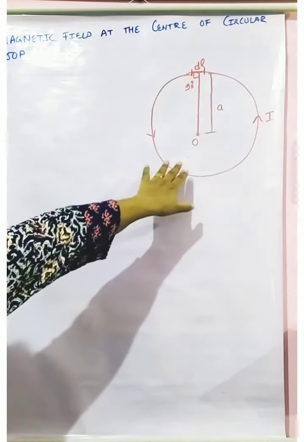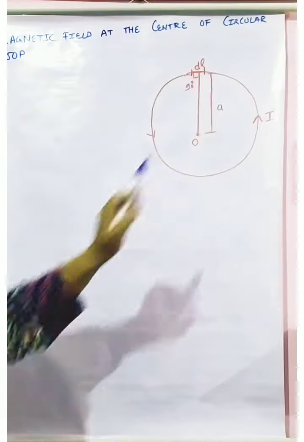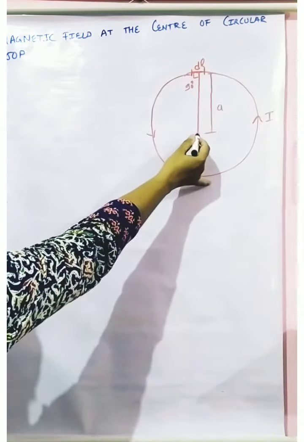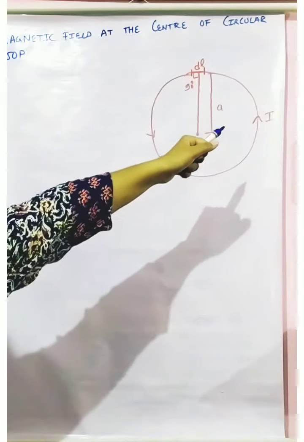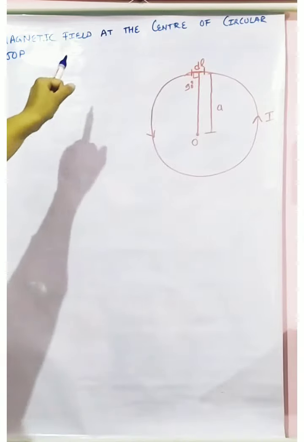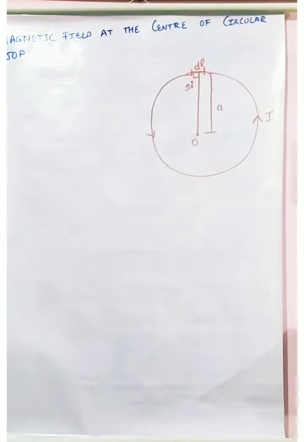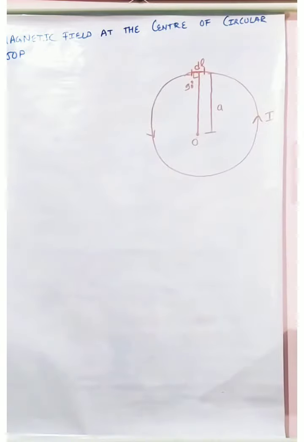We have considered that this is a loop, in which the current I is flowing. And this is the point O where I need to calculate my magnetic field because of this current which flows in this circular conductor. That's why the name given is magnetic field at the center of the circular loop. Obviously this loop is made up of a large number of small elements dl. So we have considered the small element dl at this particular point.